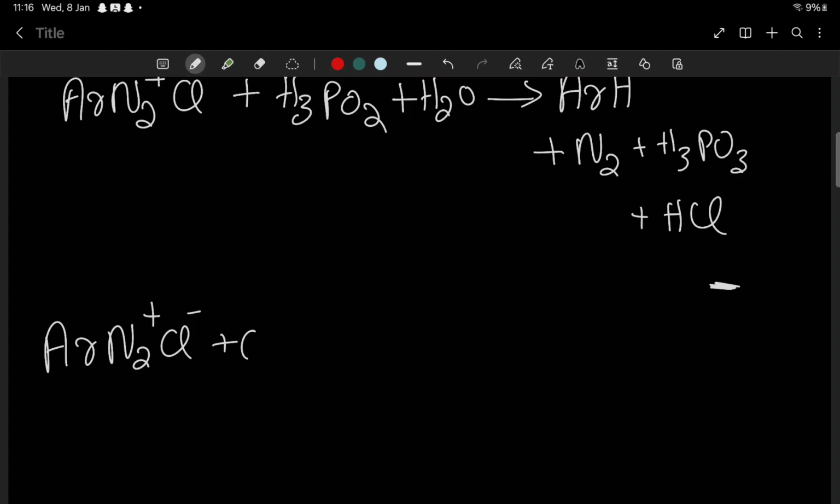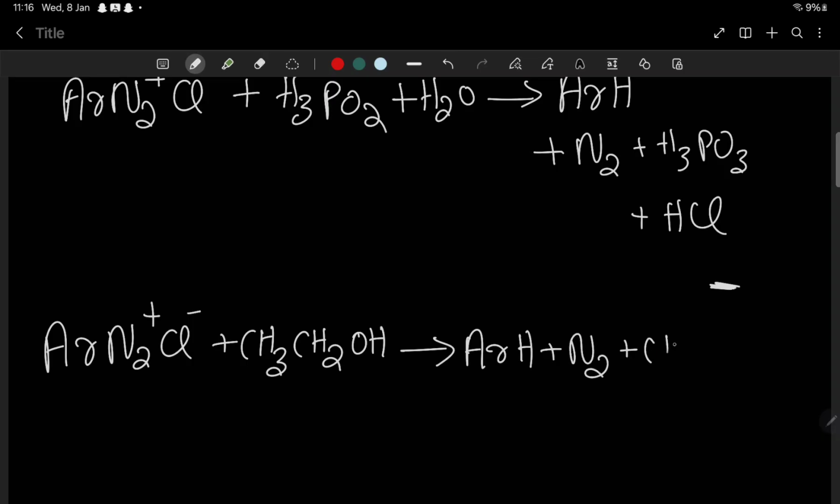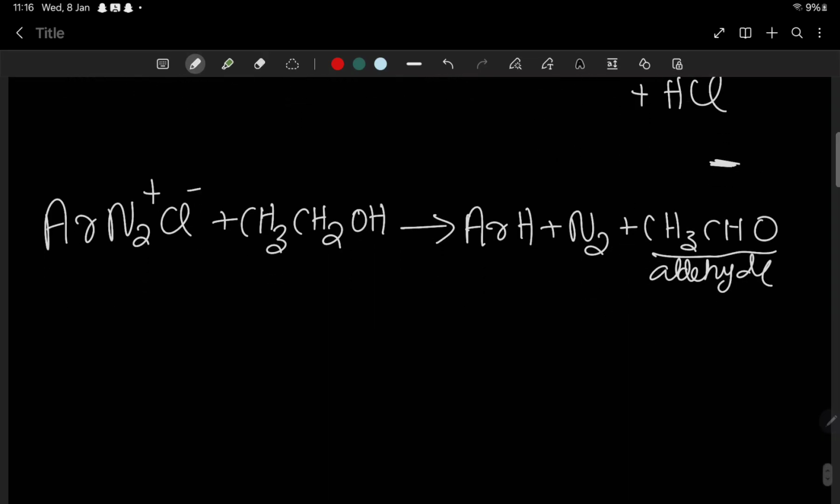So take the diazonium salt. Instead of adding H3PO2, hypophosphorous acid, you can add ethanol. Then also you get the corresponding hydrocarbon, N2 plus CH3CHO. Here we are getting what as byproduct? Aldehyde as a byproduct. Here we got H3PO3 as byproduct. Here we got aldehyde as a byproduct plus HCl.